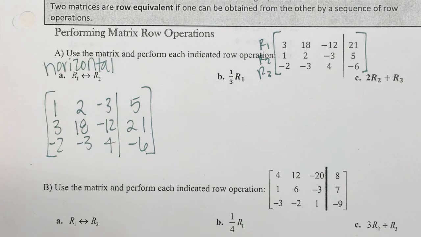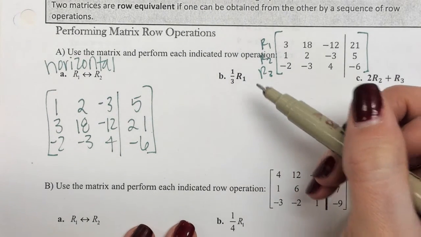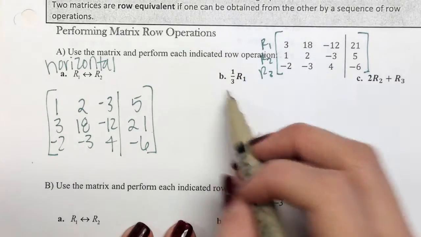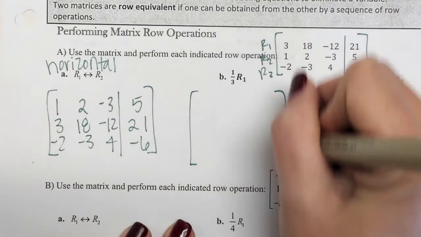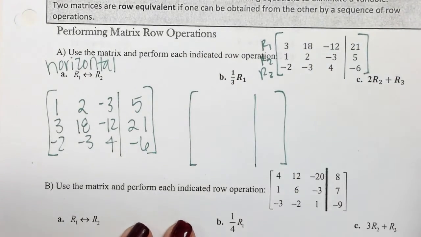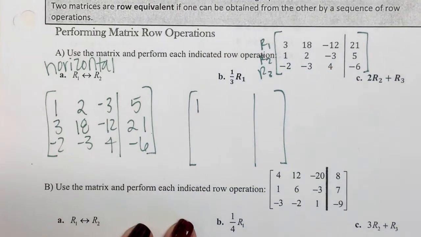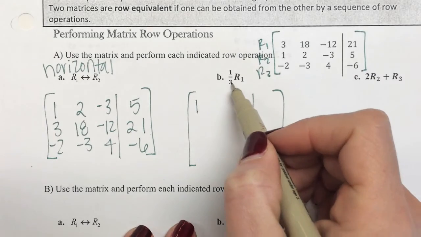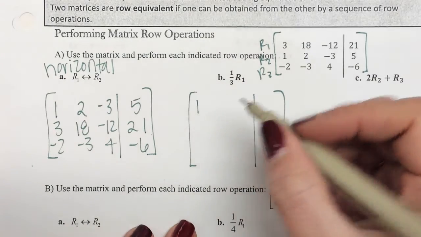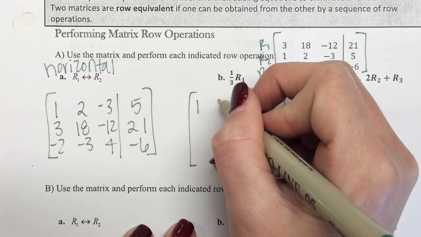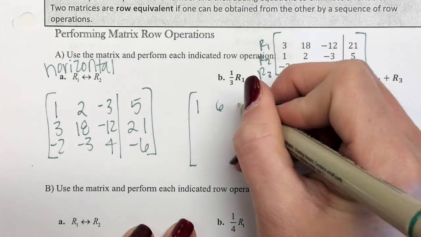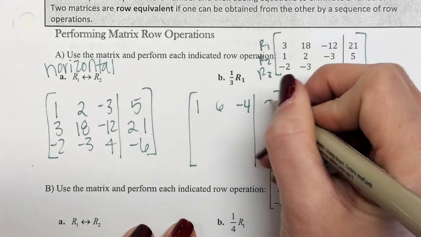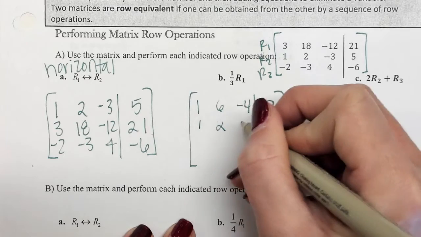Row 1, when it says 1/3 row 1, that just means multiply everything in row 1 by 1/3. So instead of 3, what's 3 times 1/3? Good. 3 over, not 3 over 1, but 3 over 3, which is 1. Next one. Next. Next. Good. And everything else just stays the same.